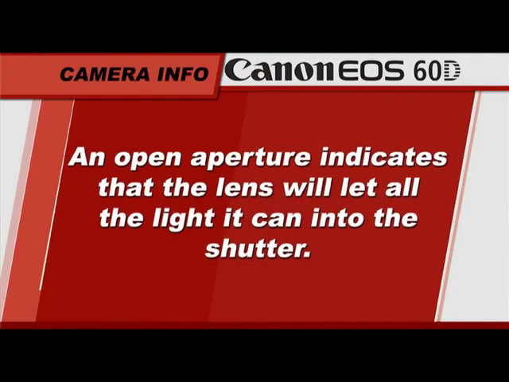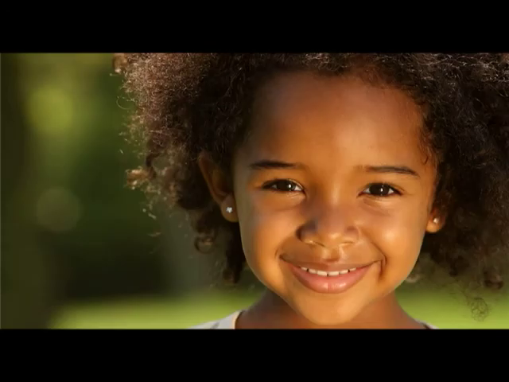The aperture is controlled inside of the lens. An open aperture indicates that the lens will let all the light it can into the shutter. With a wide aperture, you'll get a short depth of field.